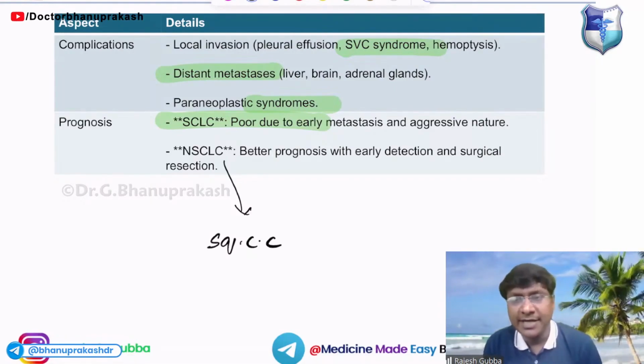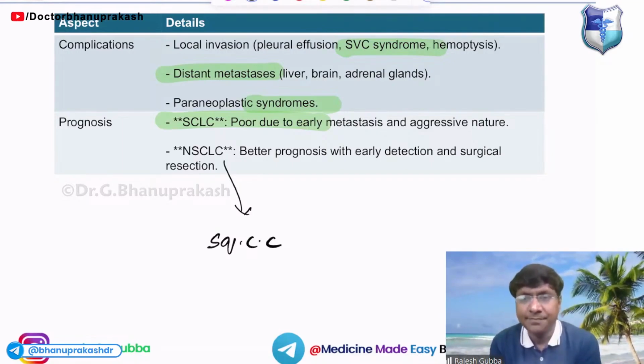Pancoast syndrome is commonly observed in apex tumors or adenocarcinoma, where there will be Horner's syndrome. Then superior vena cava syndrome is observed in small cell lung cancer, where the individual will have swelling of the face and neck because of the compression of the superior vena cava.